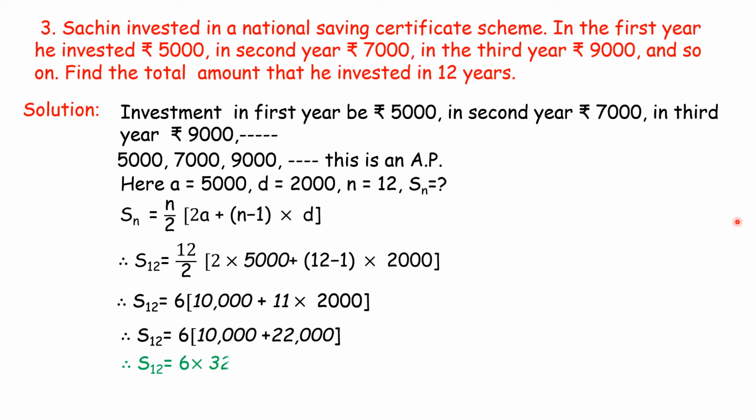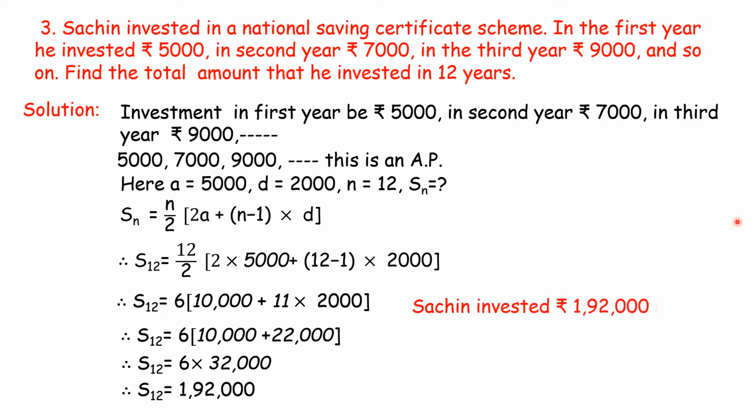6 into 32,000. Therefore, total savings is equal to 1,92,000. So write down the answer. Sachin invested rupees 1,92,000 in 12 years.